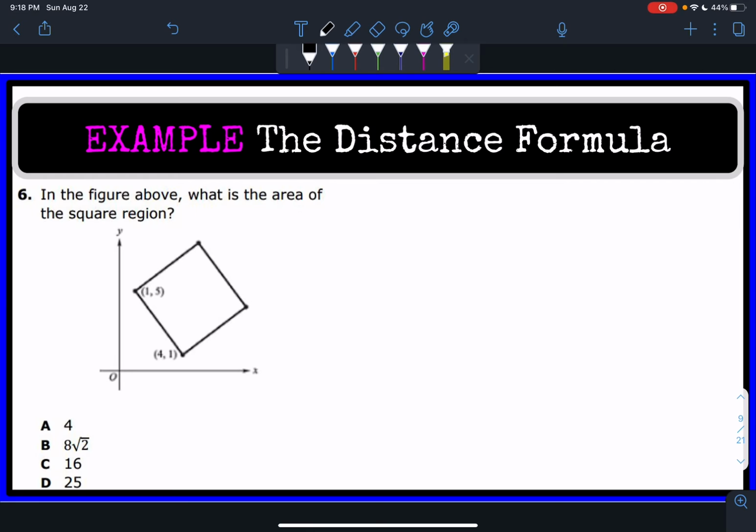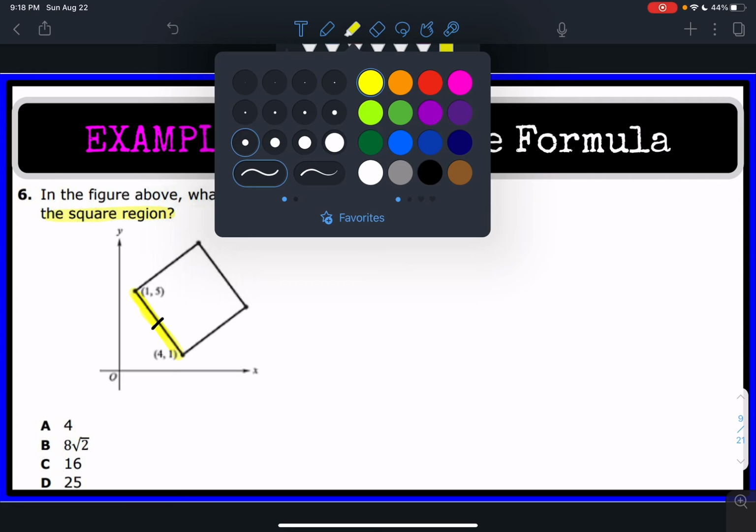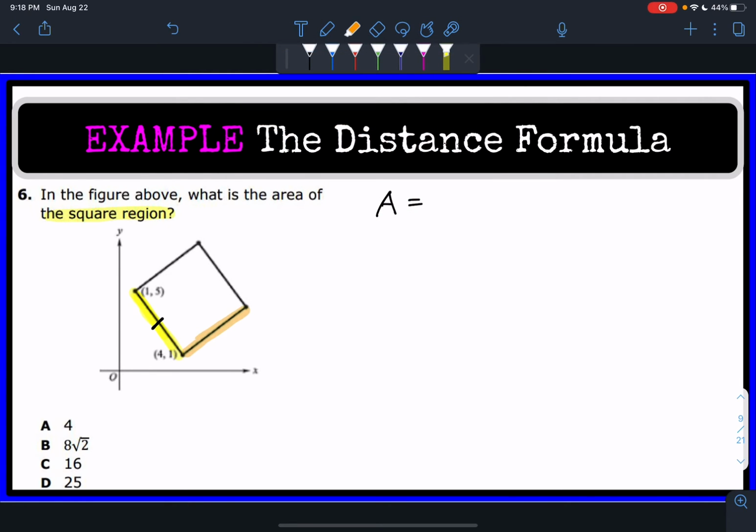And for our sixth and final example, here we're asked to figure out the area of the square region. Well, to find the area of a square region, I need to multiply the length and the width. Well, in this case, because it's a square, the length and the width are the exact same size.